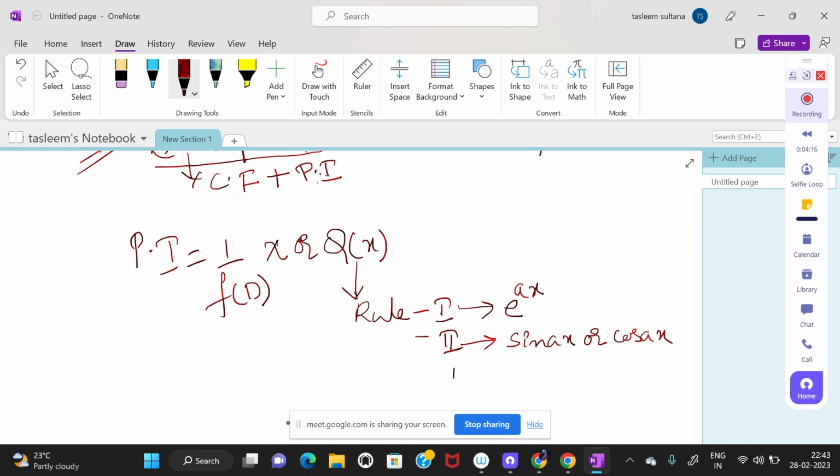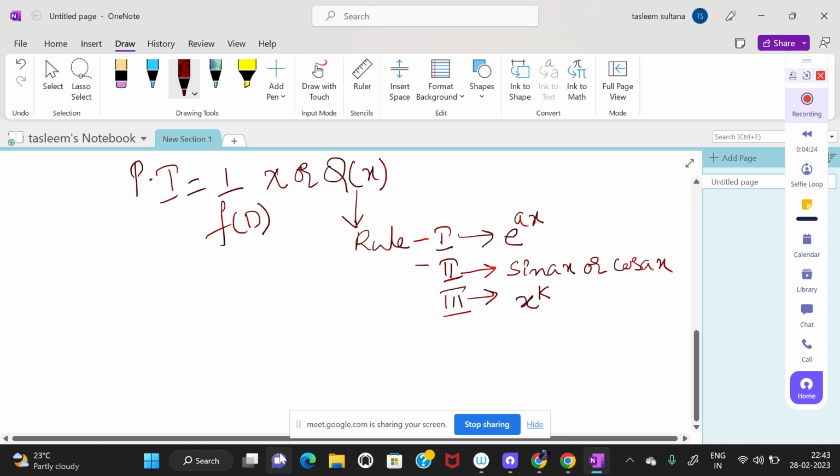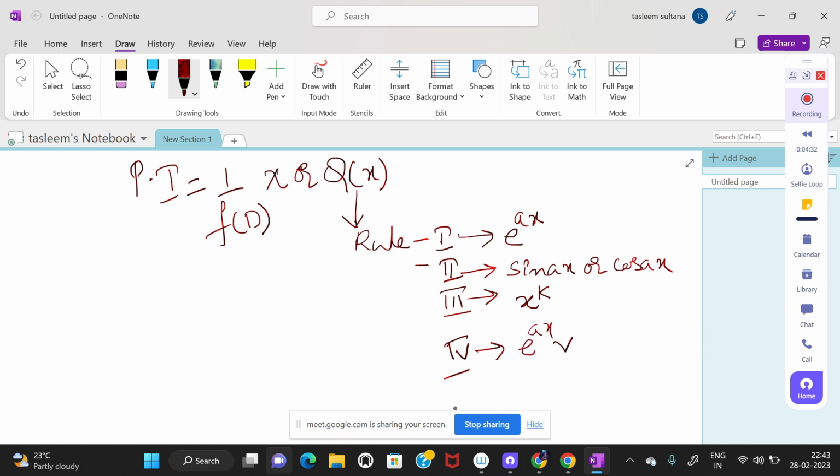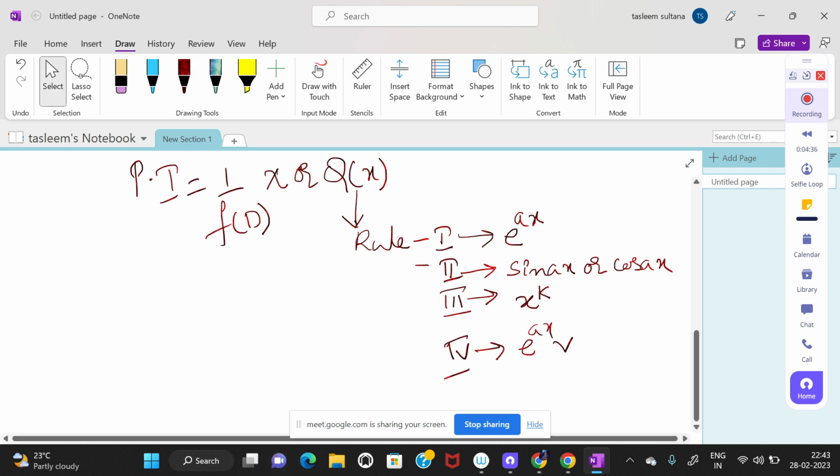Then next will be your third rule. It is going to be in the form of x to the power of k. Next will be your fourth rule. It is in the form of e power ax into, sorry, it should be not x, it should be e power ax into v of x.